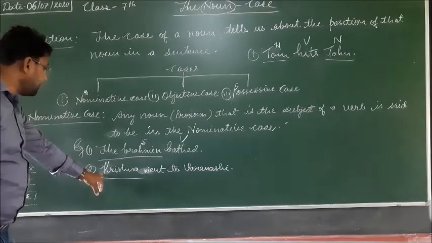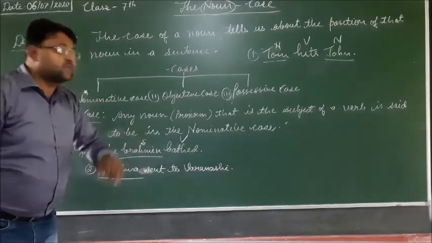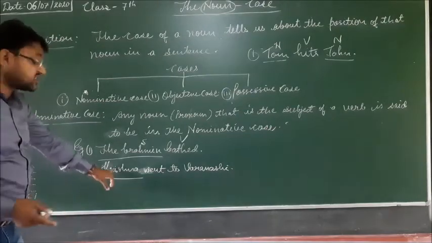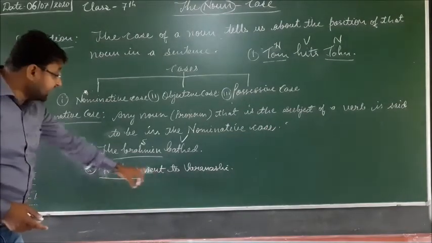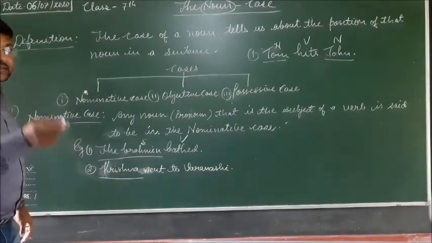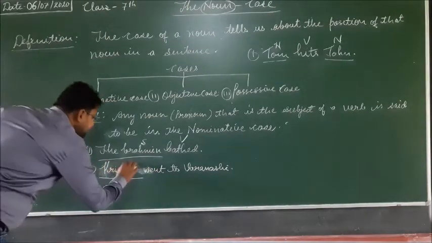In the second example, Krishna went to Varanasi. Here who went to Varanasi? Krishna. So Krishna is a noun and came before the verb in this sentence. That's why this is the nominative or subjective case.